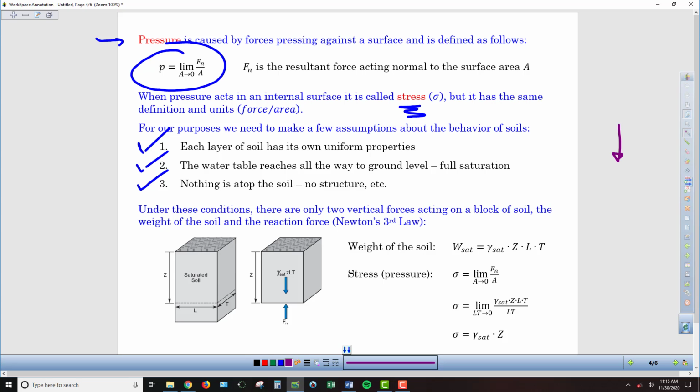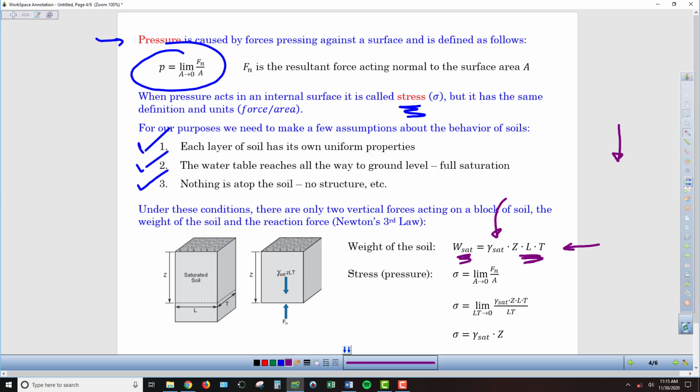So in terms of the weight of the soil, we've got the weight of the saturated soil. Again, we're going to assume we've got full saturation. So that's going to be our saturated density, which we saw previously how to calculate, times the volume of the block of soil that we're considering. So density is a force per unit of volume, times the volume of the soil is going to give us the weight of that saturated soil.